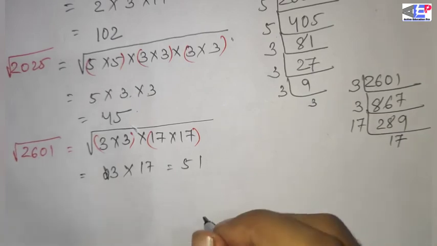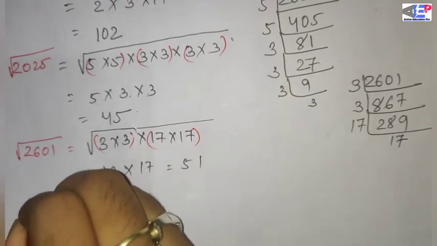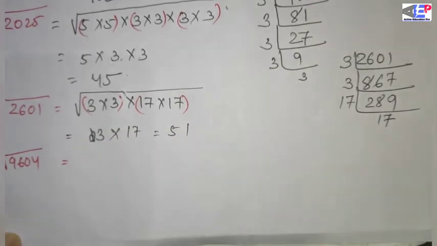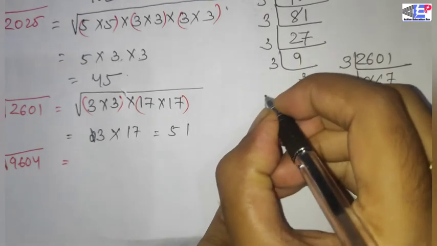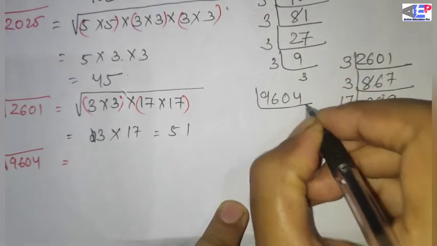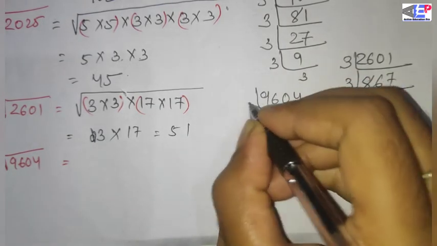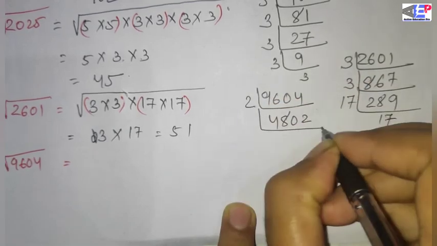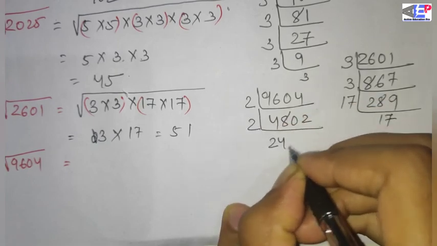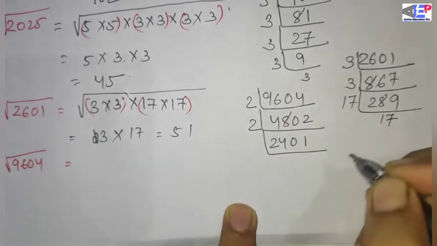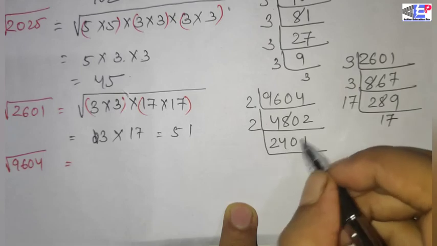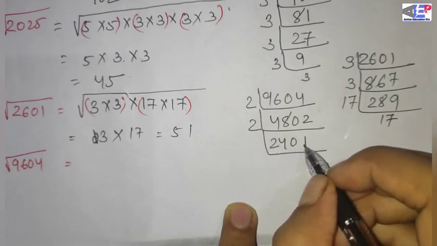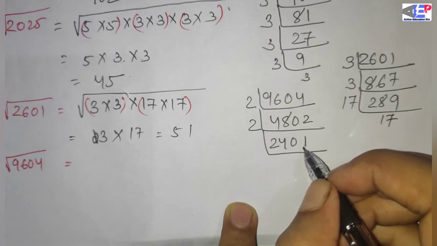And the last example for you, the square root of 9604. It contains 4 at its unit place, so it is divisible by 2. This is 4802. Again it is divisible by 2. 2401. And now check it for 3, because it is not divisible by 2. 2 plus 4 is 6, 6 plus 1 is 7. 7 is not divisible by 3, so it is not divisible by 3.